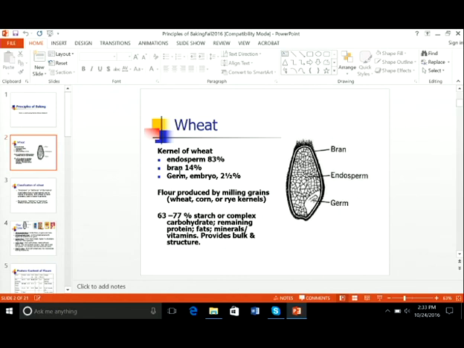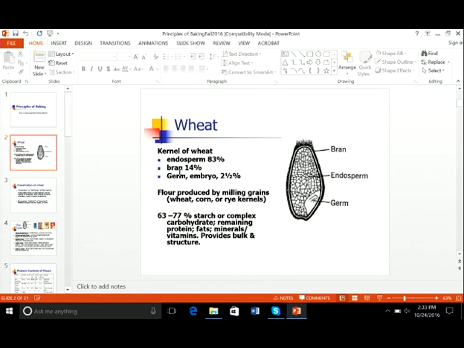So the more endosperm we have, the more starch, or carbohydrate, we have. And then we have the bran part, which is the outer cover. The most outer layer of the kernel is the bran. It's the bran that gives us the fiber. So it depends on what kind of flour it is. Sometimes they remove all of the bran and most of the germ, and all you get is starch, which will be the all-purpose flour inside.